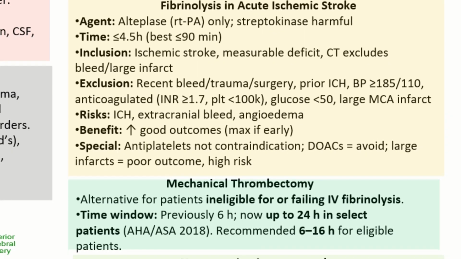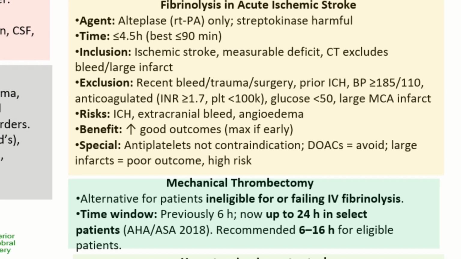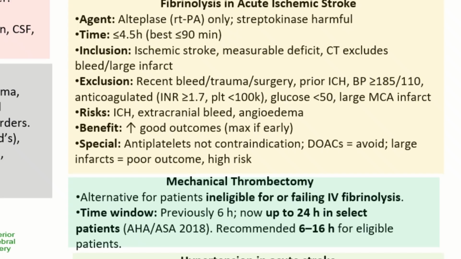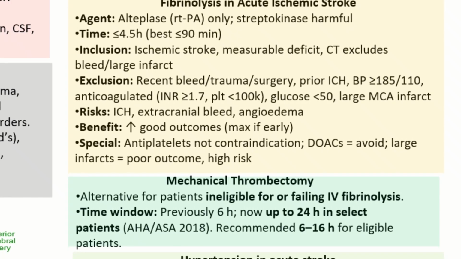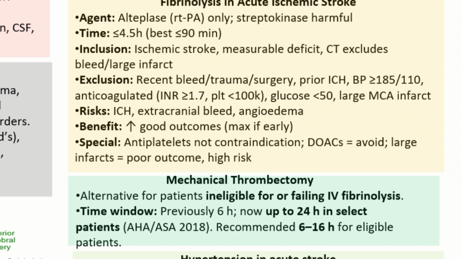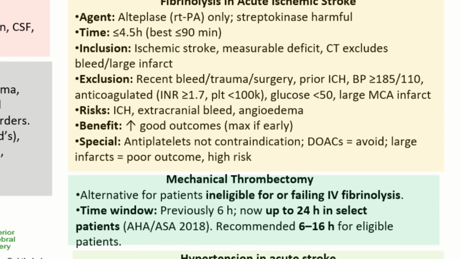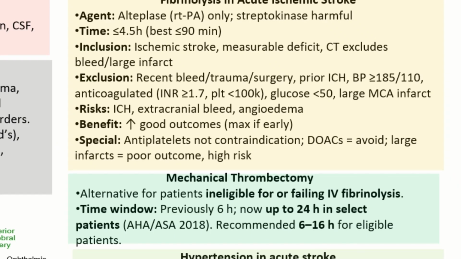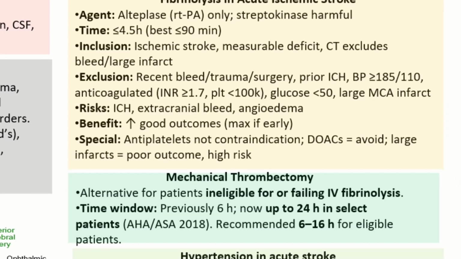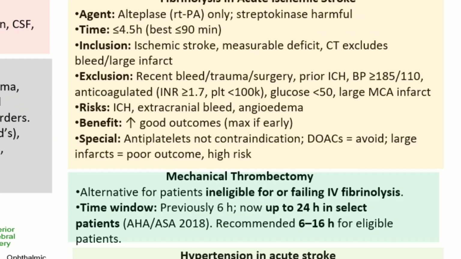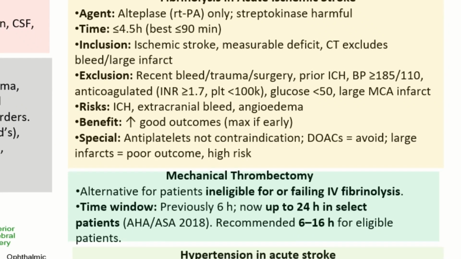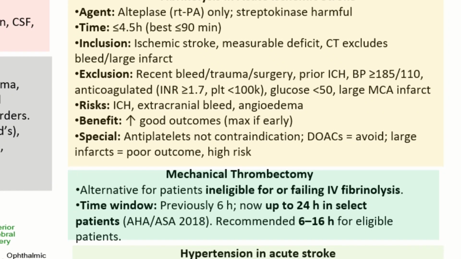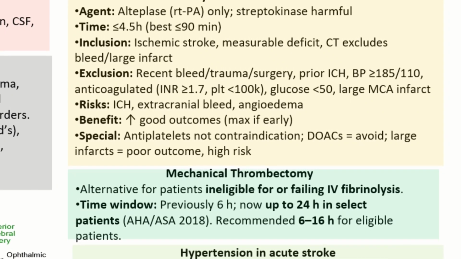And we have the risks. The risks of giving TPA, one is intracerebral hemorrhage, intracranial bleed, can also cause angioedema. Then the benefit is that it can give a good outcome because we may actually be able to save these cells from dying. Then we have some special things like antiplatelets are not a contraindication to fibrinolysis.